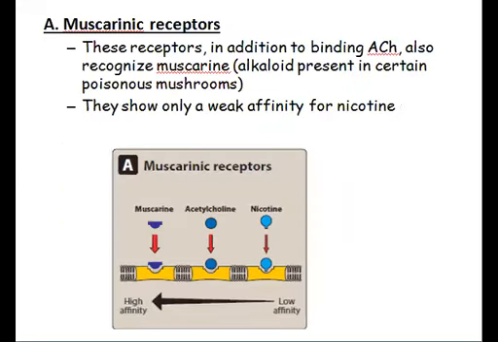The muscarinic receptors are receptors that, of course, bind acetylcholine. But in addition to acetylcholine, they also have the capacity to bind another molecule called muscarine and another one called nicotine. The muscarinic receptor has a high affinity to bind muscarine, while a low affinity to bind nicotine.